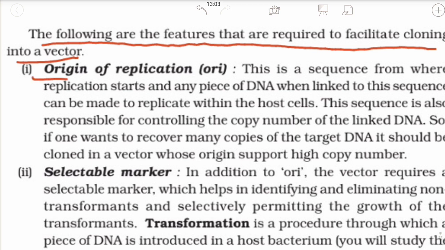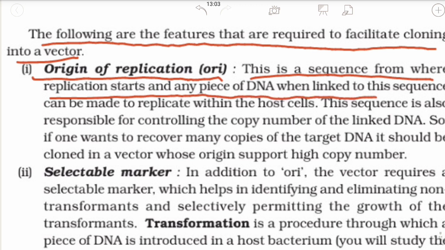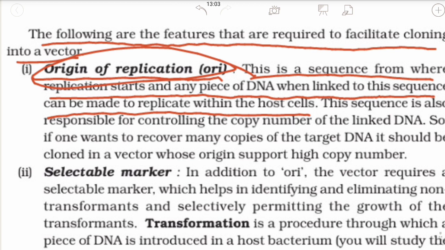So first one is origin of replication. This is a sequence from where replication starts, and any piece of DNA when linked to this sequence can be made to replicate within the host cell. So origin of replication is the main sequence from where the replication, the copying, starts.